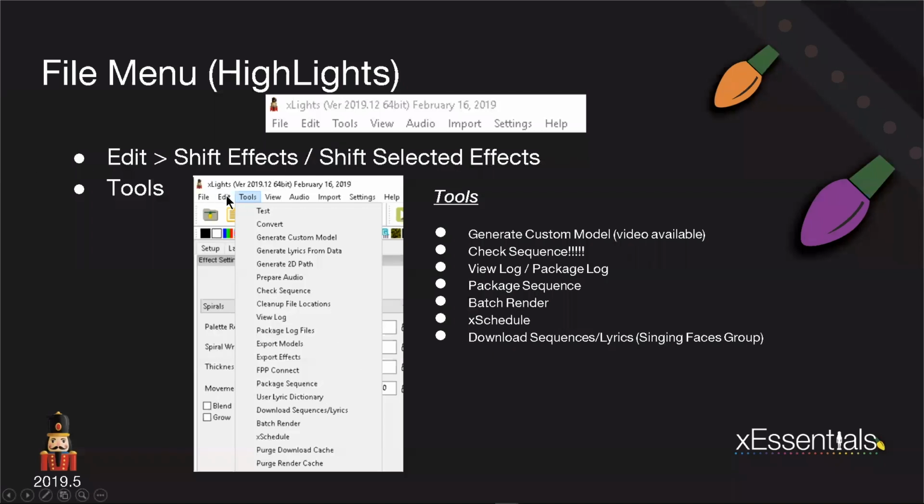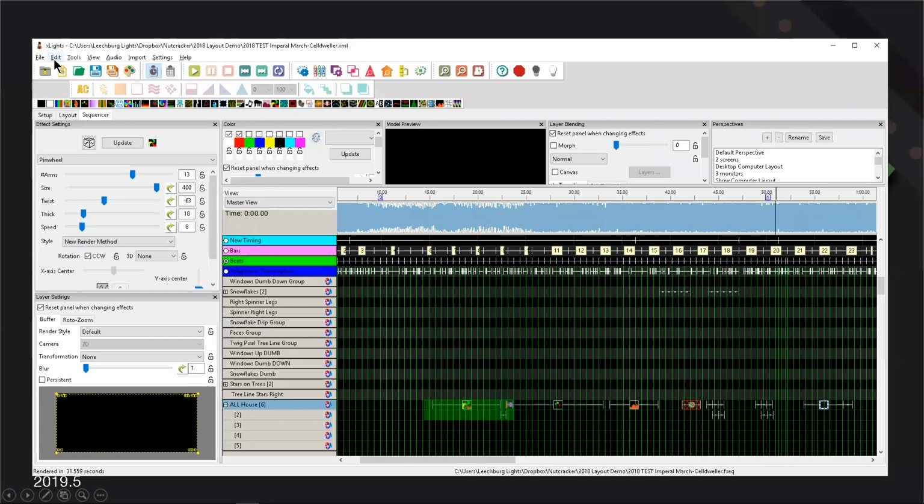I didn't say anything about the edit dropdown, and I didn't say anything about the file dropdown. Suffice to say, the edit menu has shift effects and shift selected effects, and I will do a small demo on that. So if you go into the edit menu, and let's say you've purchased a sequence from somebody, and the audio that you have doesn't match up identically with the audio that was sequenced to it by that original person, or if somebody shared a sequence with you and you already have the audio that you like and you want to shift the effects, you can shift those effects to match up better by clicking on Shift Effects.